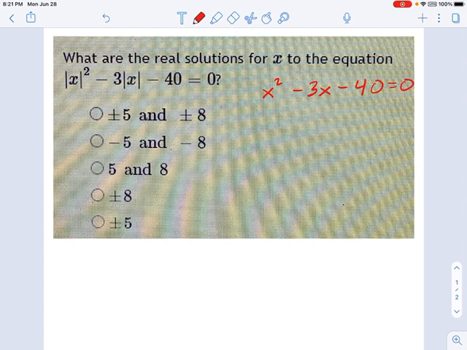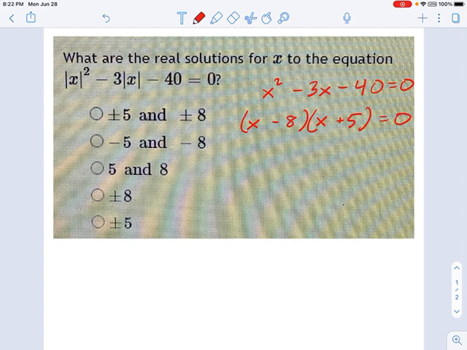This isn't difficult. We know we can just turn this into a pair of binomials multiplied together. And if you're used to factoring, these numbers should just pop out at you. You need two numbers that multiply to negative 40, but add up to negative 3. And that's going to be negative 8 and positive 5. They multiply to negative 40, but they add up to negative 3.